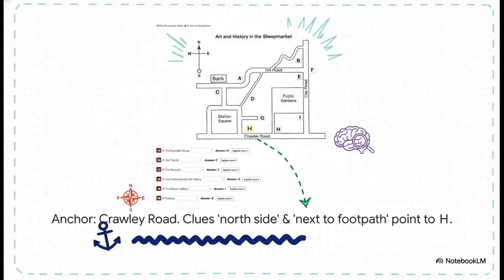So we start with our anchor, which is Crawley Road, right there at the bottom of the map. The audio says north side, which means we need to look above the road. And we can also see a little footpath leading up to the public gardens. So what's on the north side of the road and next to that path? It's got to be H. See how using an anchor narrows it down so much faster?